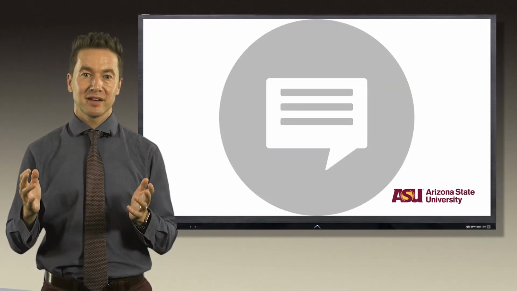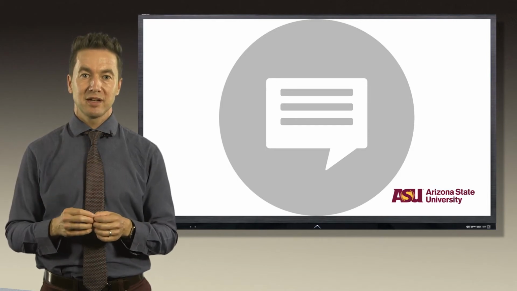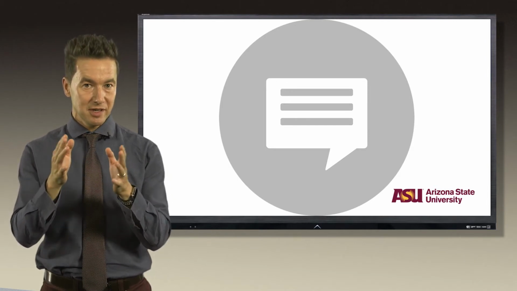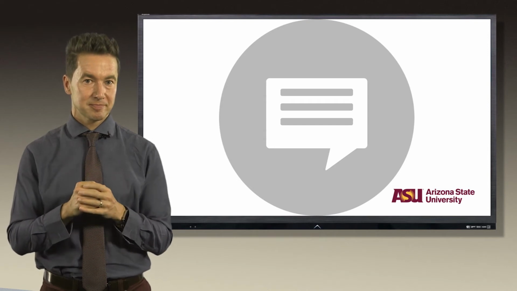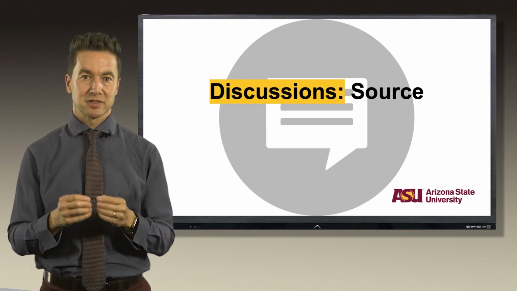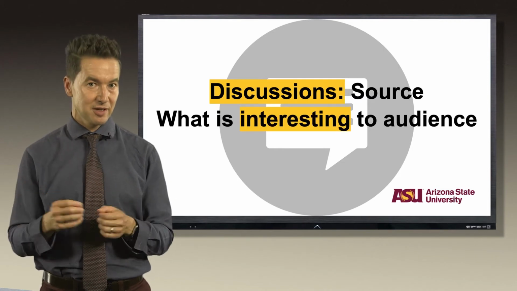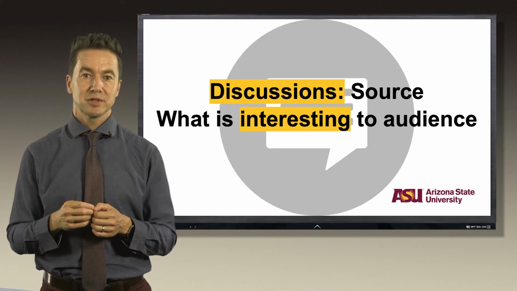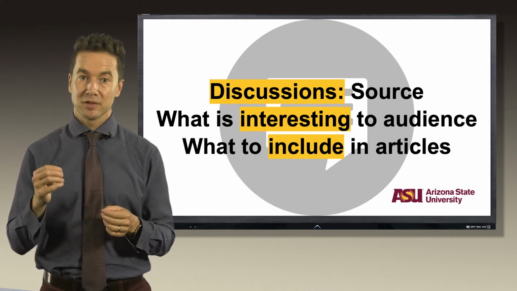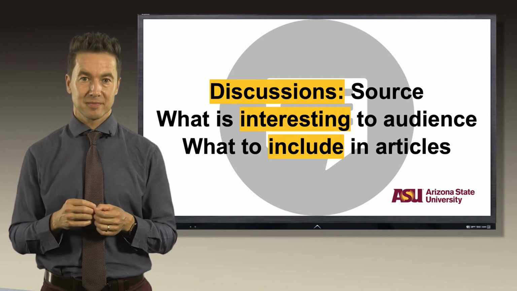Some online outlets, including major newspapers like the New York Times, even include reader comments in the body of their stories. Threaded discussions below stories are excellent sources for journalists to learn about what is interesting to their audience. The audience comments help journalists decide what is or is not important to include in future articles.